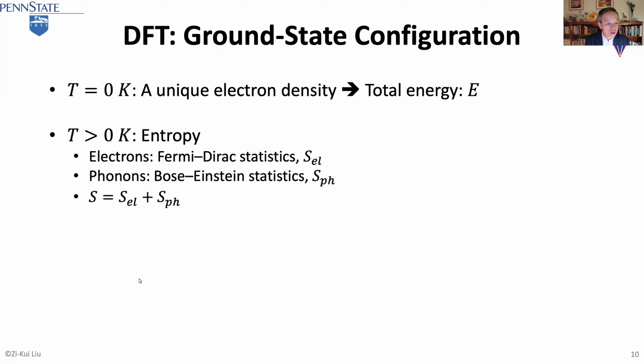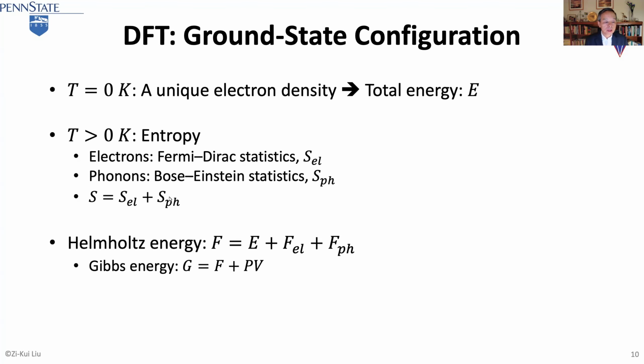When temperature is greater than 0 Kelvin, then there is entropy. There are two entropy contributions for this ground state configuration, an electron contribution and a phonon contribution, with two different statistics. This way, we can calculate the total entropy of that configuration. And when we get the entropy, we can calculate the free energy. Helmholtz energy F equals E, the total energy, plus the electron contribution plus the phonon contribution. Then Gibbs energy is F plus pressure times volume.